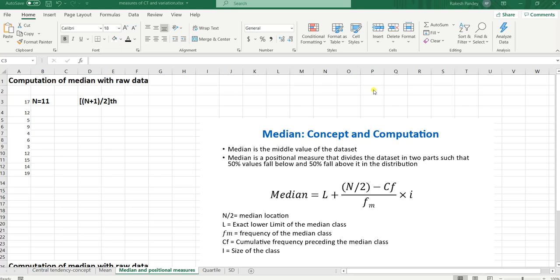In the last class, I discussed the concept of measures of central tendency and described how we can compute one of the measures of central tendency, that is mean. Today, I will discuss the concept of median and its computation.